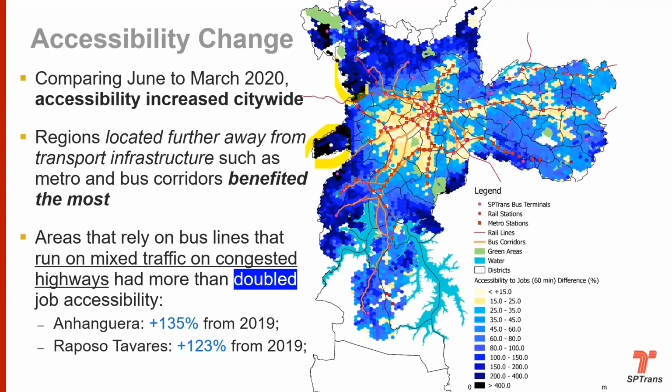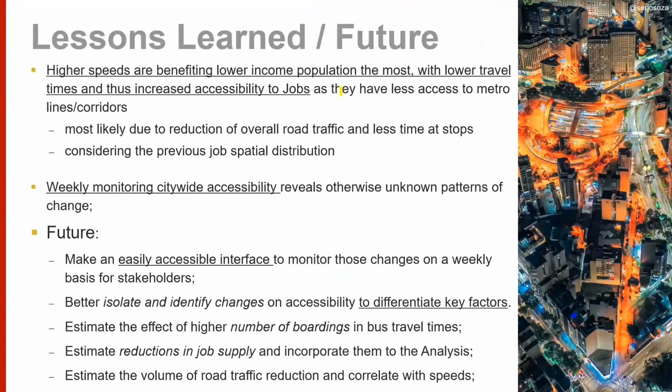So this is ongoing work, and the lessons learned so far include that higher speeds are benefiting the lower income population the most, with higher gains on travel time reductions. This is most likely due to reduced overall road traffic and less time spent at stops. There are other issues to take into account when measuring accessibility in the pandemic, so we acknowledge that this considers the previous job spatial distribution.